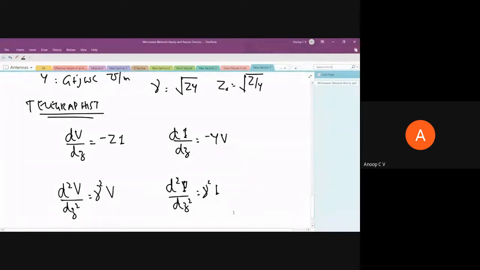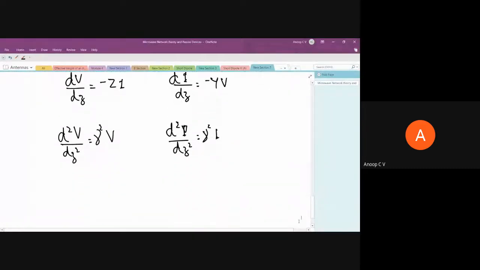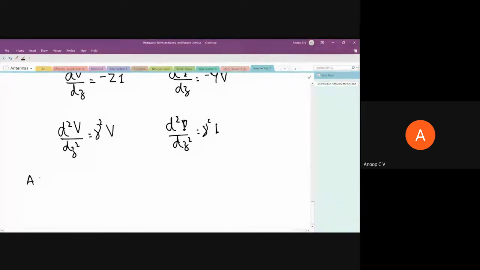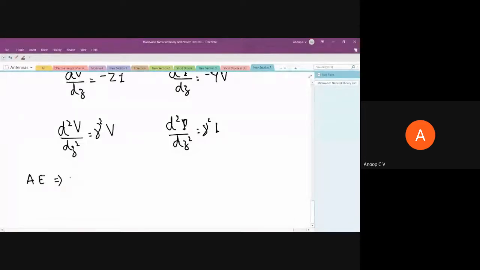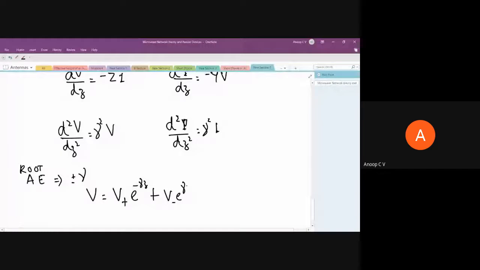And then we understood this is an ordinary differential equation, a second order homogeneous ordinary differential equation. So we can write its auxiliary equation, and the roots of the auxiliary equation will be plus or minus gamma. So we get V is equal to V plus e power minus gamma z plus V minus e power gamma z. After writing the auxiliary equation, this is the voltage.